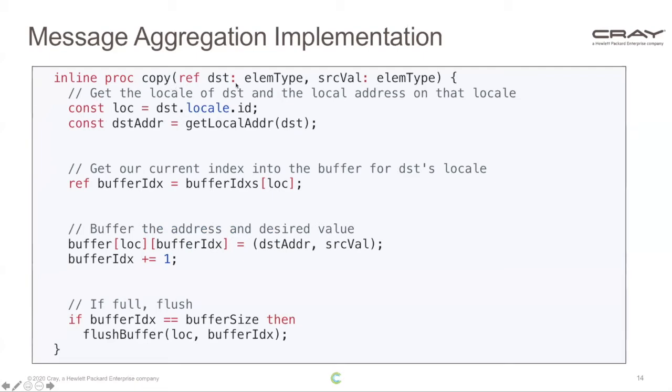And then looking at the copy implementation. What we have again is we're taking our destination by reference, and then we have the value that we want to store to that destination. And then in order to buffer this, what we do is we find the locale of the destination, and we compute the local address of that destination on the locale that it lives on. We find our index into the buffer for that locale. And then here we're taking our address and our value, and we're putting that into our buffer for that locale, and then just incrementing our index into it. So that's it. At this point, we have buffered the value successfully. And then if the buffer is full, we're going to flush it.